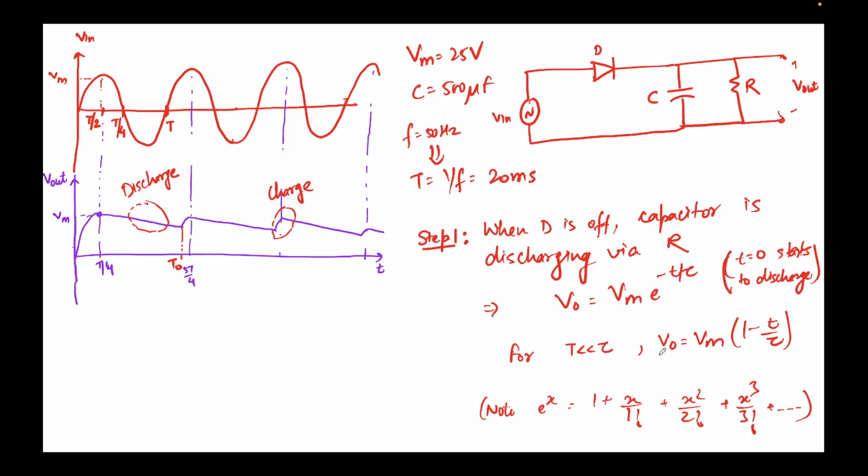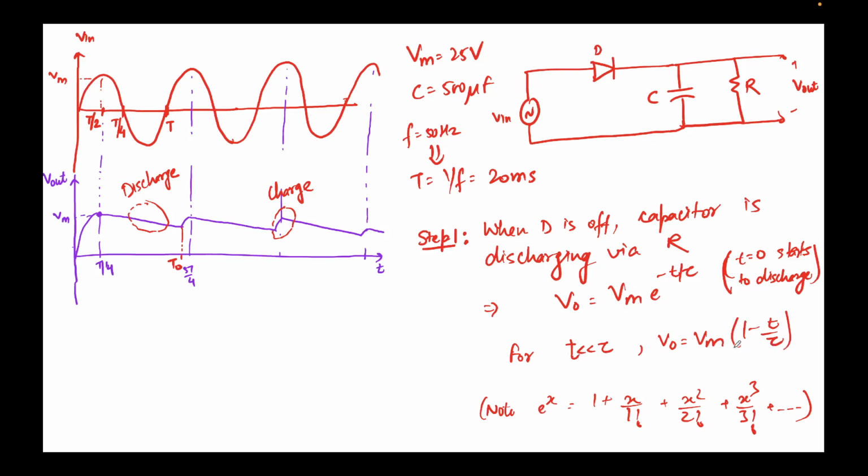Now, if the time period T is less than tau, we can approximate it by a linear expression. How do we do that? Because you know the exponential of x can be expanded as 1 plus x over 1 factorial plus x square over 2 factorial. By using this, you can simply drop the higher order terms, and this exponential expression will boil down to a linear expression, and hence you see this straight line. But note, this is an assumption.